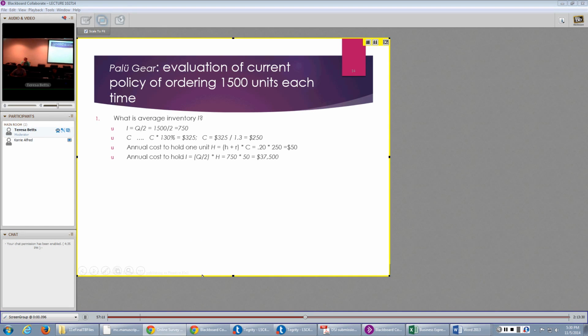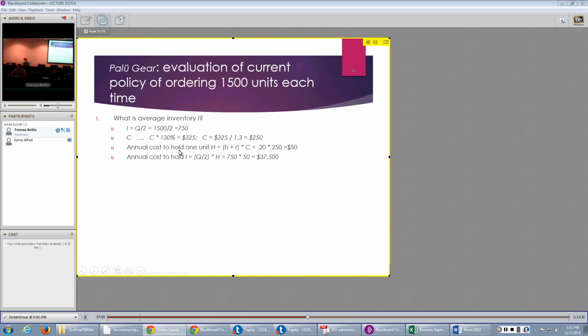So if we're going to evaluate our current policy of ordering 1,500 units each time, our average inventory, Q divided by 2, is 1,500 divided by 2, which is 750. Okay. We were given in the problem a sales price of $325 and a markup on that of 30%. So that means I need to take my unit cost times 130% to get to 325. Sometimes in the past, we would just tell you C is this, right? Now you have to think about what those relationships are. And so our unit cost is 325 divided by 1.3, or $250.